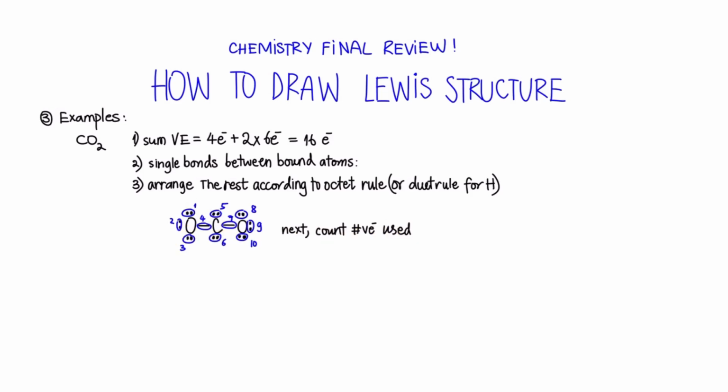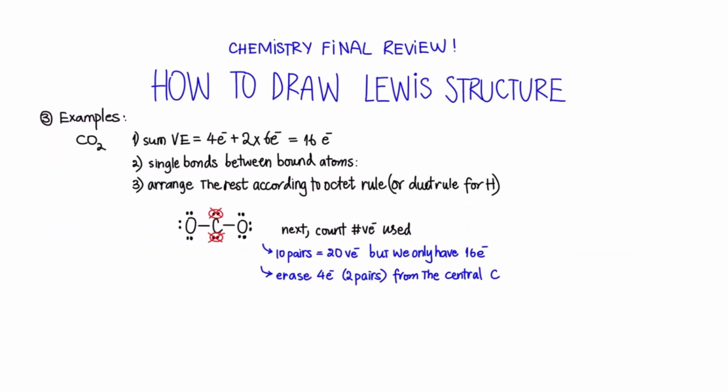After filling out the octet rule for all of them, we need to count the number of valence electrons we have used so far. After counting, I realized that I've used 10 pairs, or 20 valence electrons, but there's an issue because according to step 1, we're only allowed to use 16. That means we have used 4 valence electrons exceeding the number allowed. So to fix that, we need to erase or eliminate 4 electrons from the structure so far.